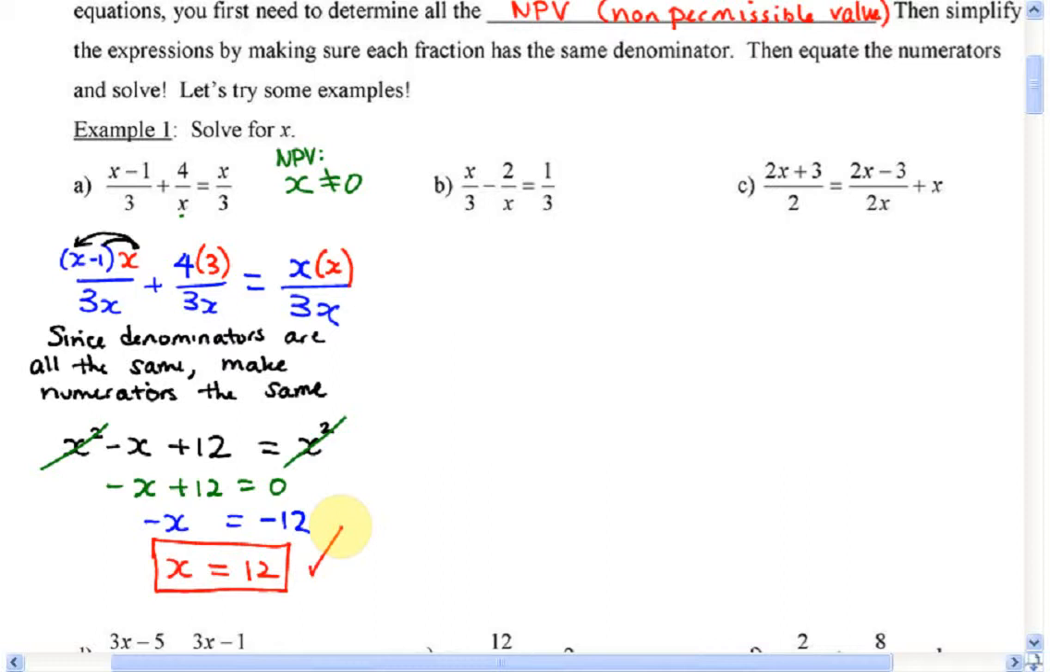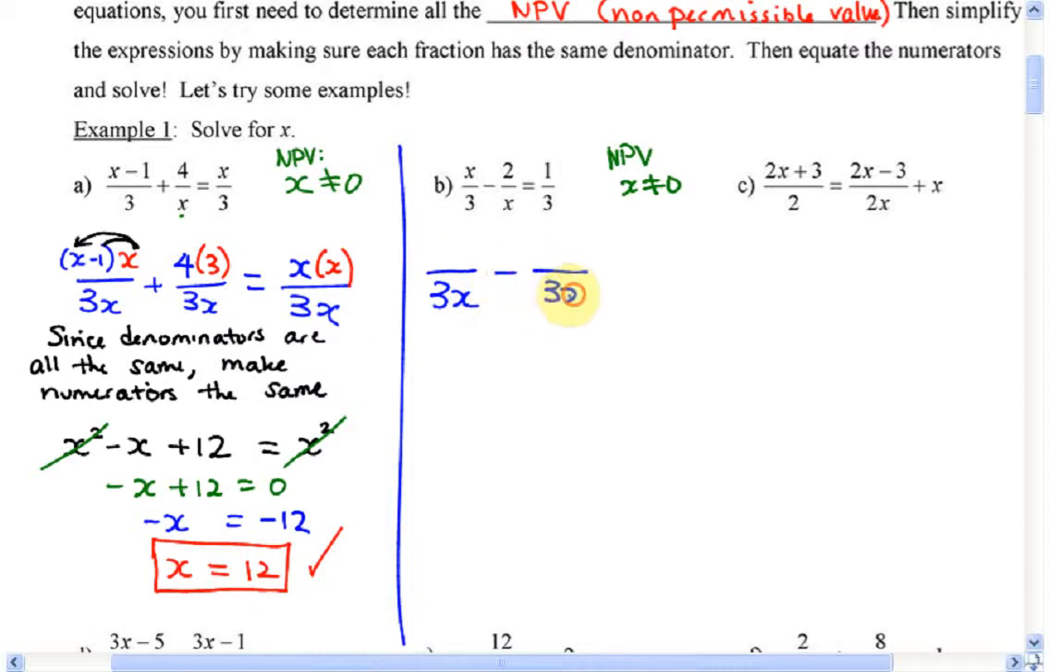Okay, ladies and gentlemen, let's try B. B is very similar to A. Help me out. NPVs, somebody? 0. Good. X can't be 0. Good. Look at the denominators and tell me what's the common denominator. 3x. Go for it then. Let me ask you to rewrite every single term with the denominator of 3x.